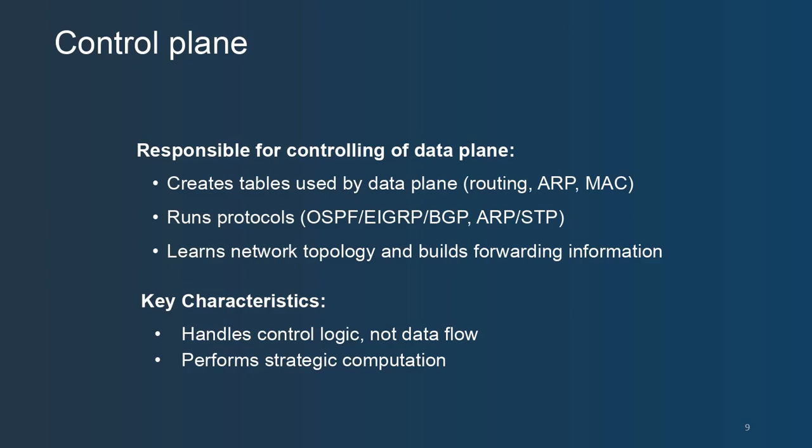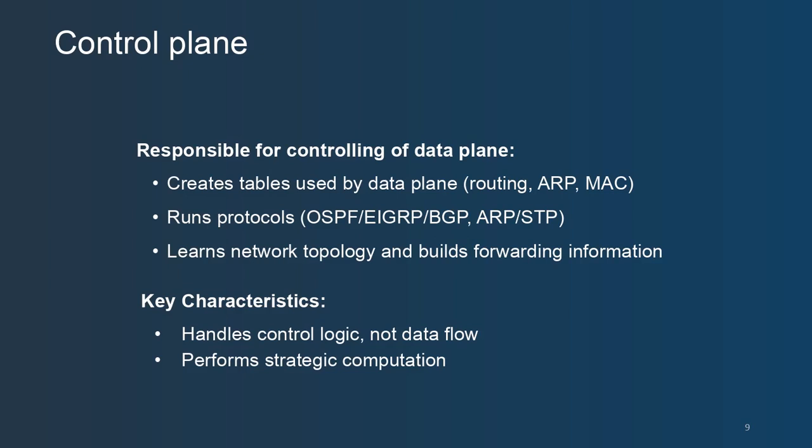First, it creates the tables used by the data plane: routing tables, ARP tables, MAC tables, and so on. Second, it runs network protocols such as OSPF, EIGRP, BGP, ARP, and STP. These protocols exchange information with other devices. Using this information, the control plane learns the network topology and builds the actual forwarding information that the data plane will follow.